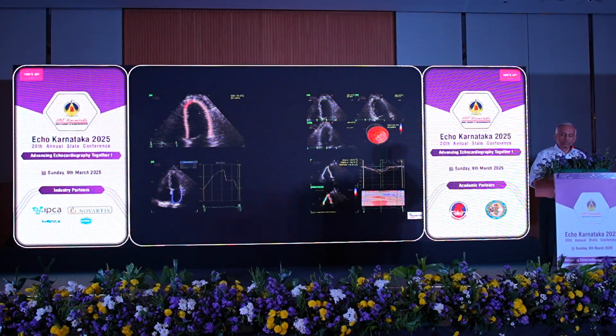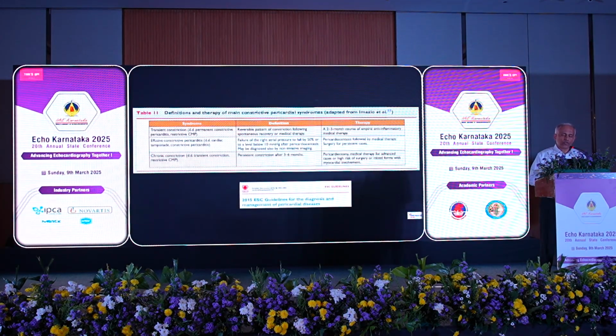And similarly, when it comes to the free wall strain, you see that the free wall strain is usually higher, but you see that the free wall strain is much lesser when you compare it with the GLS. So these are just findings which explain what is happening.